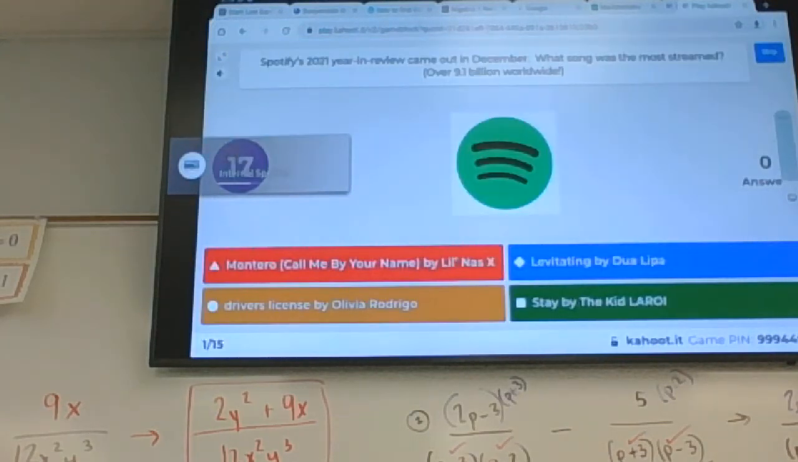What was the most streamed song in 2021? 9 million streams worldwide.